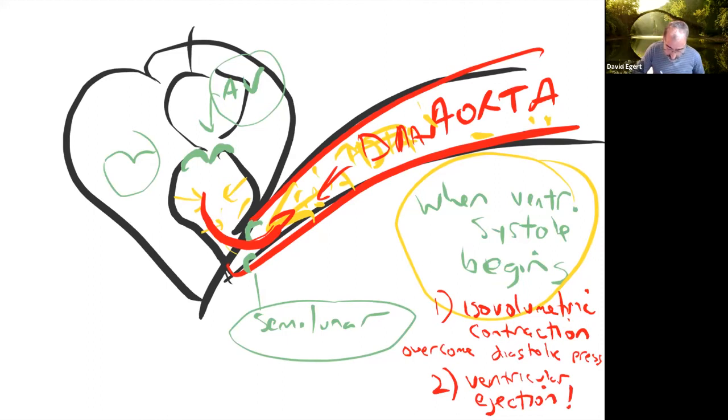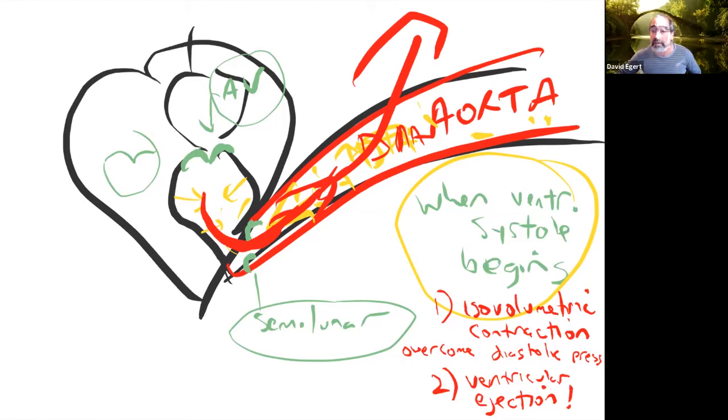That's when the semilunar valves swing open and the blood can actually go off into the arteries. And now my blood pressure is going to be going up because I'm heading up towards systolic pressure. So that all makes sense.